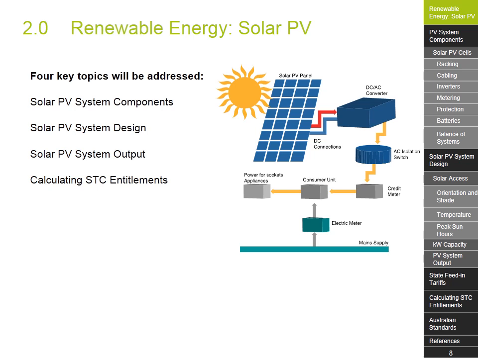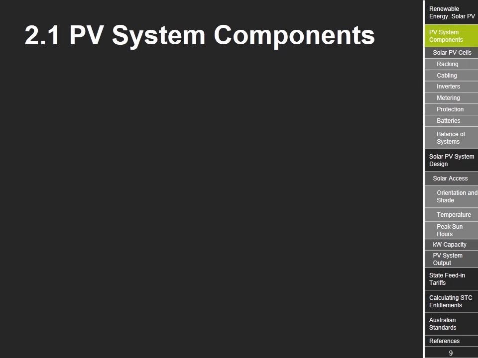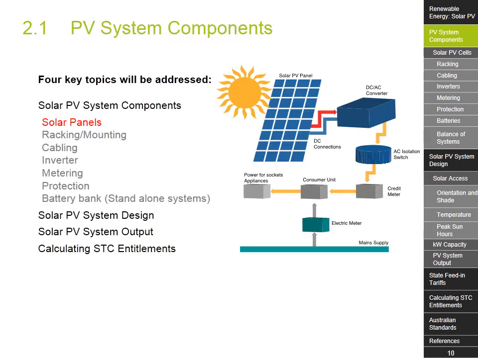To properly understand the potential benefits of solar PV, we will address four key topics: solar PV system components, solar PV system design, calculating solar PV system output, and calculating STC entitlements. PV system components. Let's start by looking at the system components.